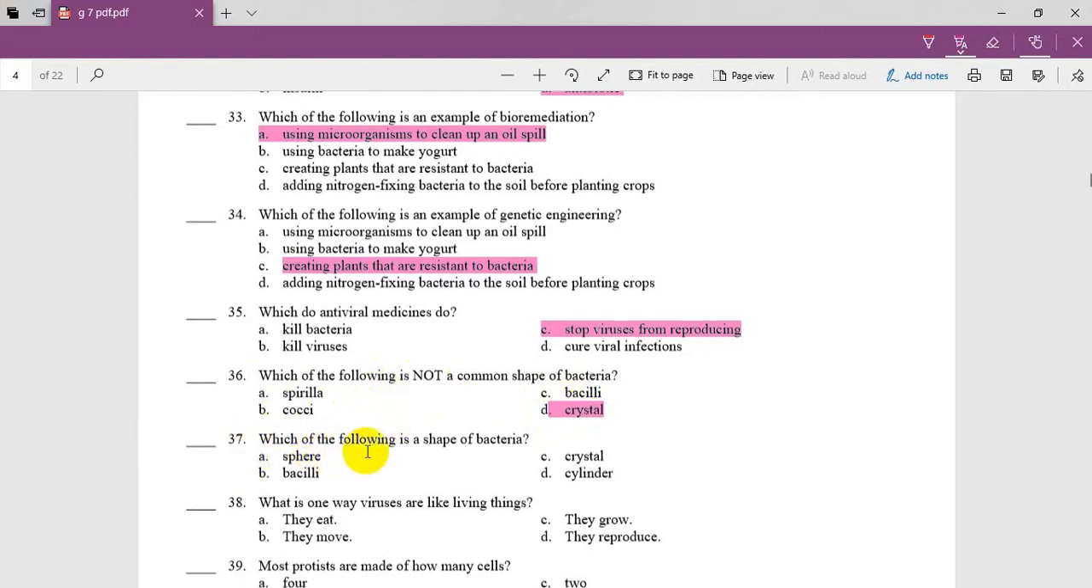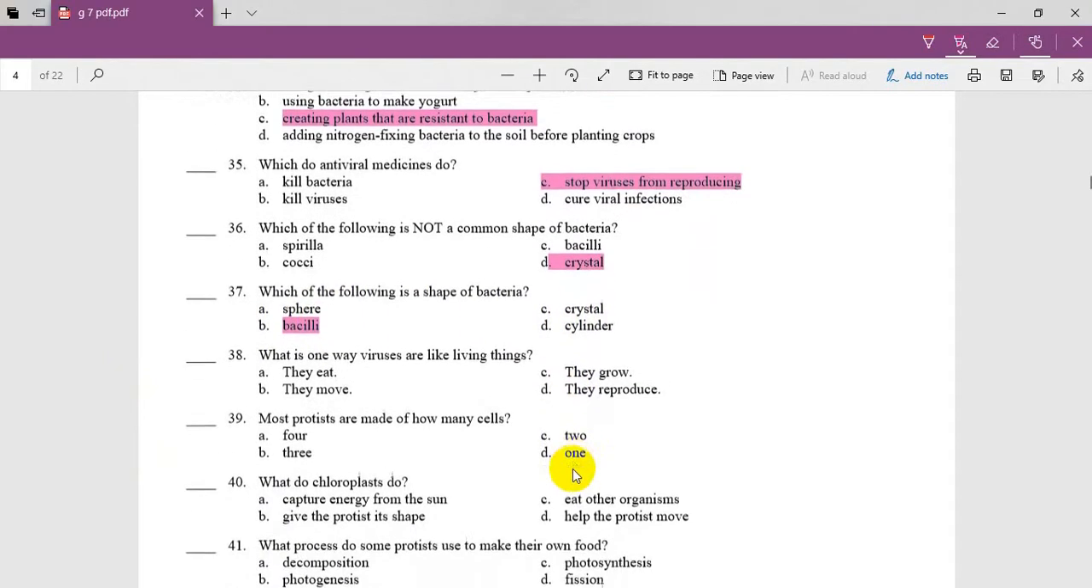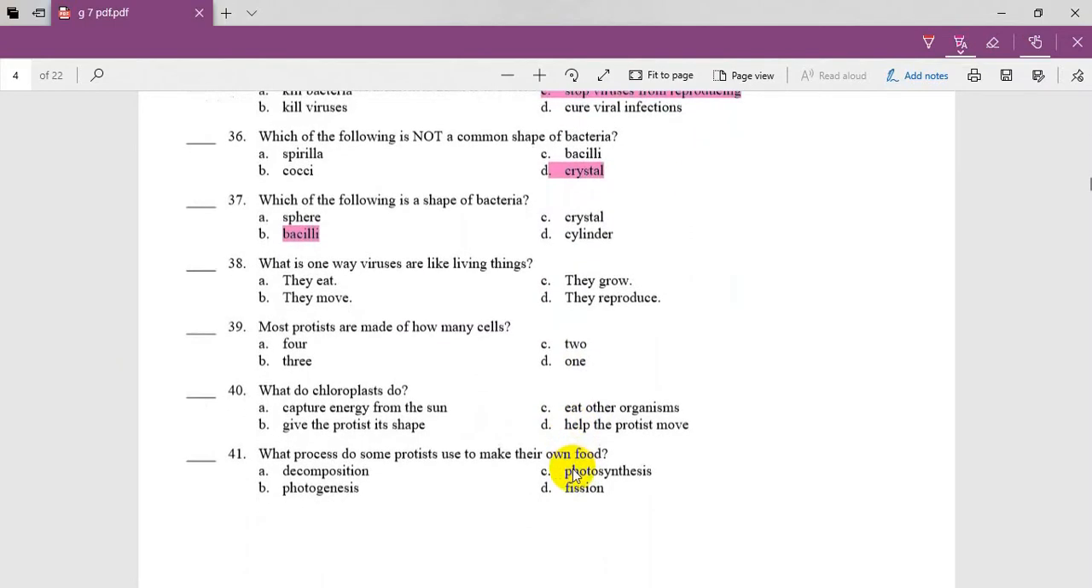Question 37. Which of the following is a shape of bacteria? Here the question is asking about a shape for bacteria: sphere, bacilli, crystal, or cylinder. The only shape here for bacteria is bacilli, because the other three shapes are all for virus. So the answer is letter B. Question 38. What is one way viruses are like living things? In this question we solved it before. We said that virus looks like living things in how they reproduce.